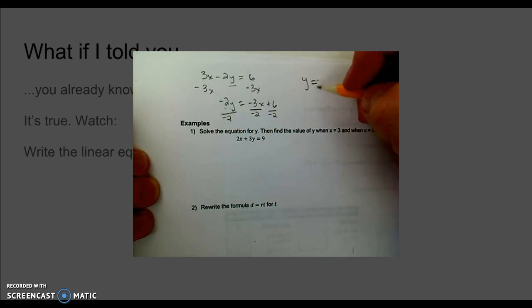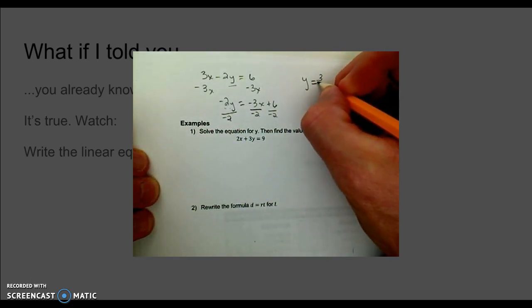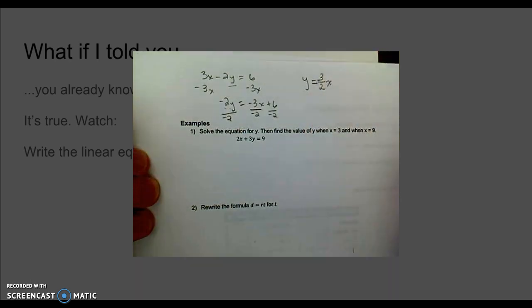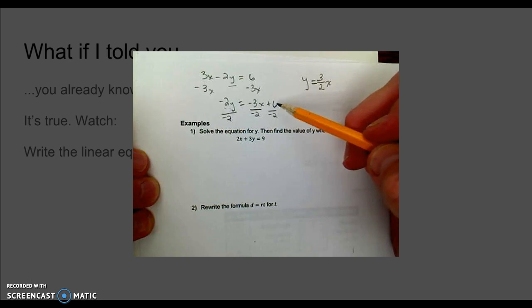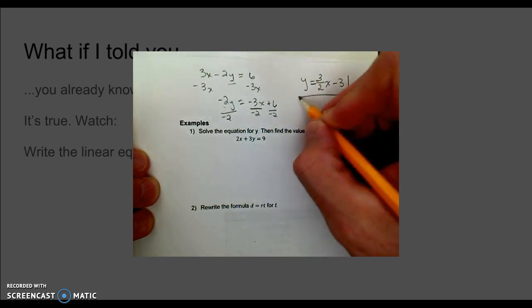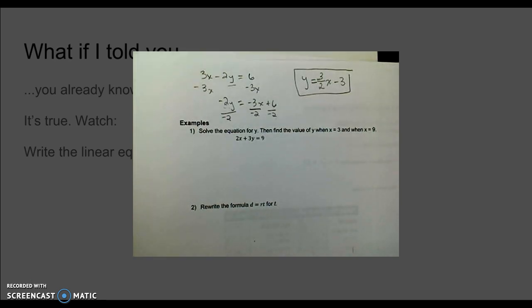Now remember, we're writing this in slope-intercept form, so we want this slope as a fraction. So we actually want to leave it as 3 over 2 times x. And then the last thing I've got is positive 6 divided by negative 2. That's negative 3. So if you were able to do that in Algebra 1, you can rewrite an equation in slope-intercept form. You can solve a literal equation for one variable.